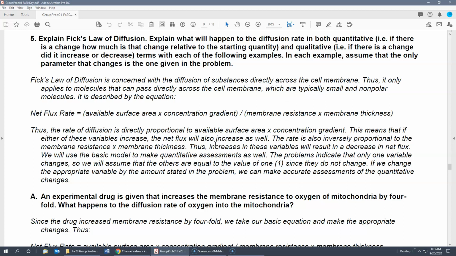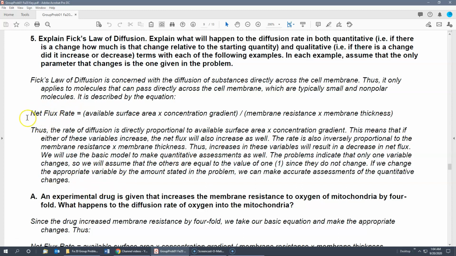Okay, so that's number 1. We want to know both qualitatively and quantitatively what's happening. Qualitatively is saying, okay, is it going to affect the net flux? Remember, net flux is the appearance of the particle on the other side of the membrane. And it can do one of 3 things. It can have no change in the net flux, an increase in the net flux, or a decrease in the net flux. That's the qualitative change. Quantitatively, we can estimate the actual change by understanding the numbers. And we're going to make it simple in this class, and only change one variable at a time.